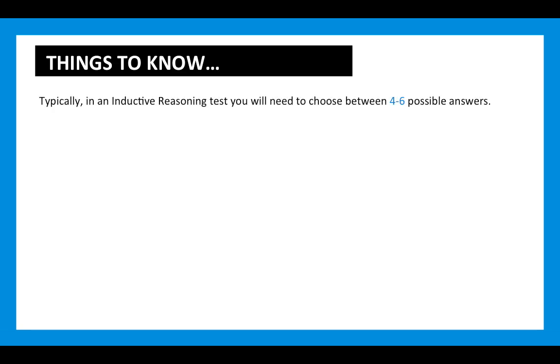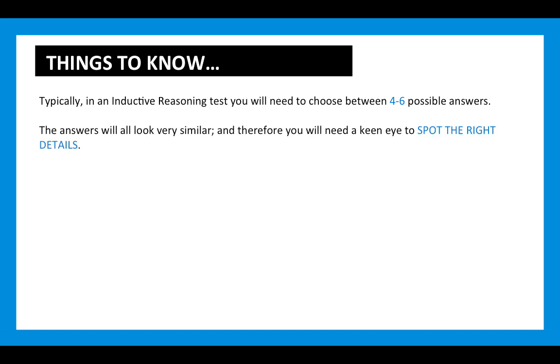Okay, so things to know. Typically, in an inductive reasoning test, you will need to choose between 4 to 6 possible answers. The answers will all look very similar, and therefore you will need a keen eye to spot the right details.